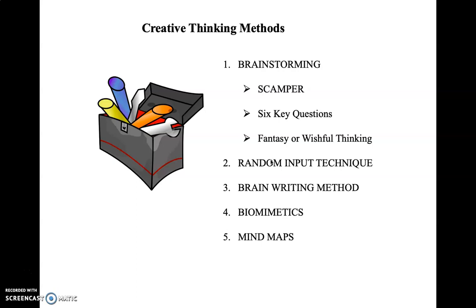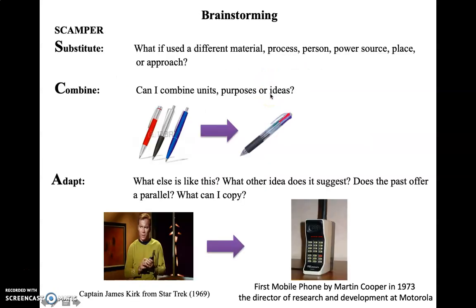We will start with brainstorming, and the subtopic of that is SCAMPER. In SCAMPER, S is substitute, which means what if you use a different material, process, person, power source, place or approach. If you use different kinds of material or substitute any material, then what kind of changes will there be, that you have to explore in brainstorming with the help of the SCAMPER technique.